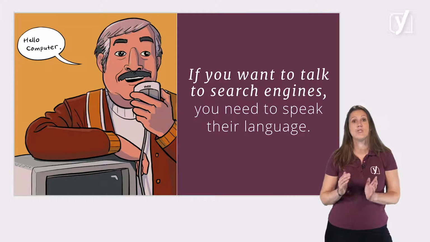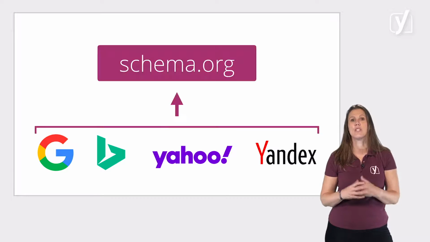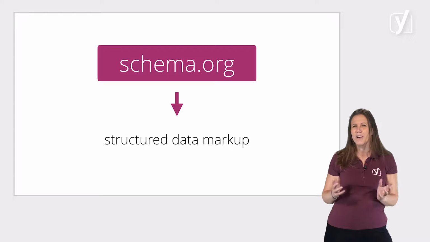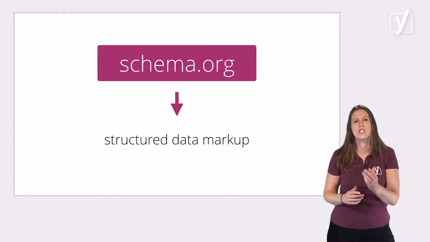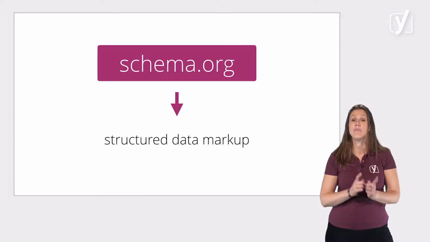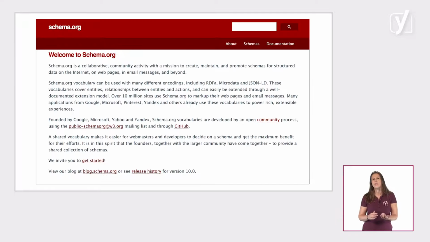Let's dive a bit deeper into how this works. We've seen that to be able to talk to search engines, you need to speak their language. And therefore, 4 big search engines, Google, Bing, Yahoo and Yandex, have together developed a project called schema.org. On schema.org, you can find all the structured data markup supported by these search engines. Markup? What does that mean? Well, that's just a way to write code. So basically, schema.org is a large collection of pieces of code. And you can use that code to communicate with the search engines about the content on your site. You can use schema.org to find the markup you need for your particular page.